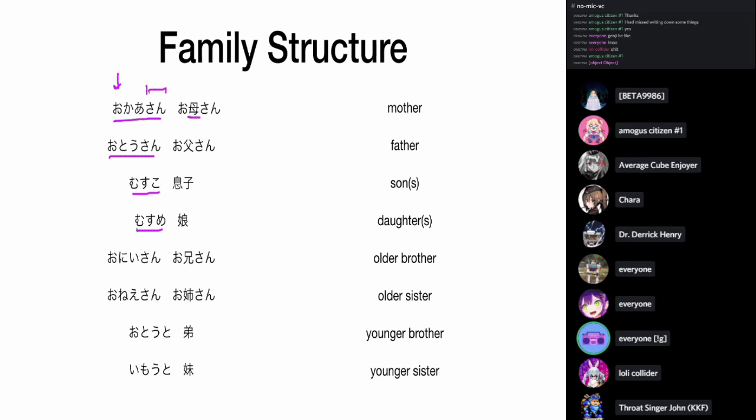Next, the two that are probably the most popular is Oni-san and One-san. Oni-san for older brother and One-san for older sister. I don't think I have to spend too long on those two. And then finally, on this slide, we have Ototo and Imoto. So Ototo for younger brother and Imoto for younger sister.